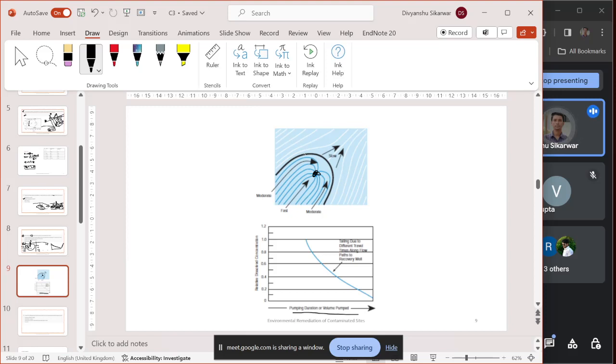On the contrary, the boundary of the capture zone does not experience that much attraction toward the well which we have drawn. So here the velocity of the contaminated particles towards the well will be low. Because of that, the contaminants which are nearer to the well will get removed quickly.